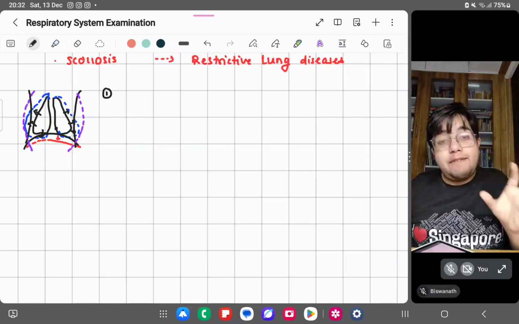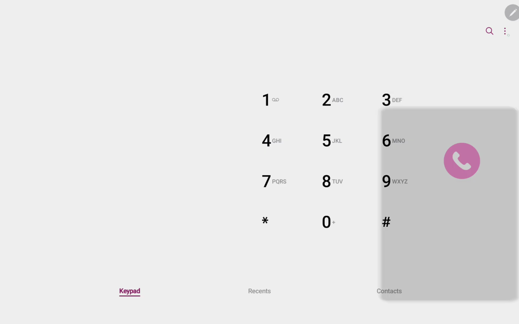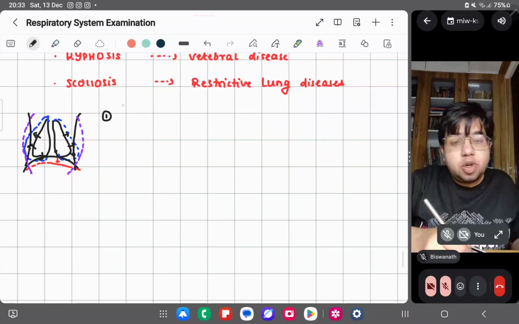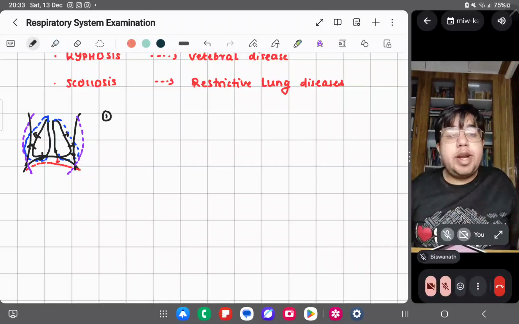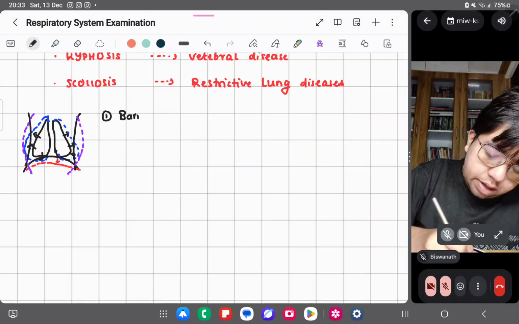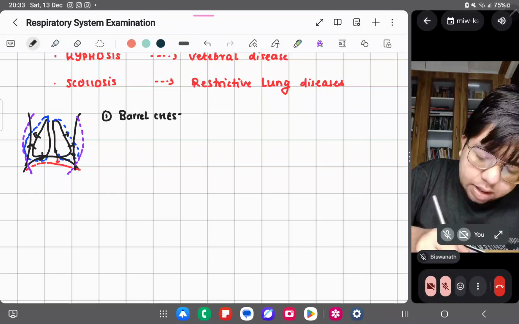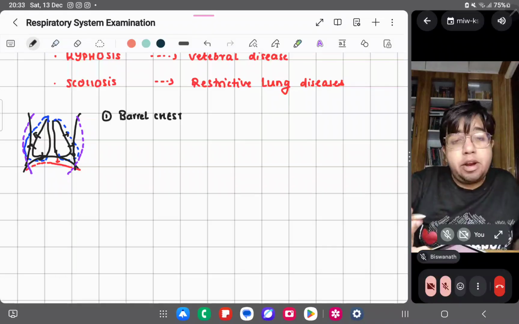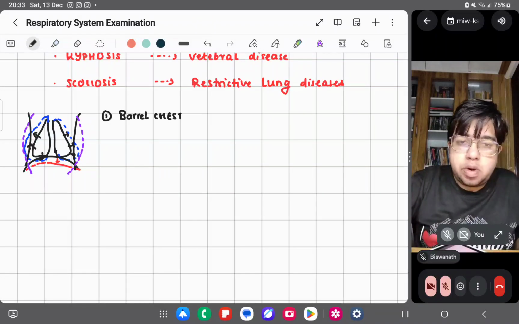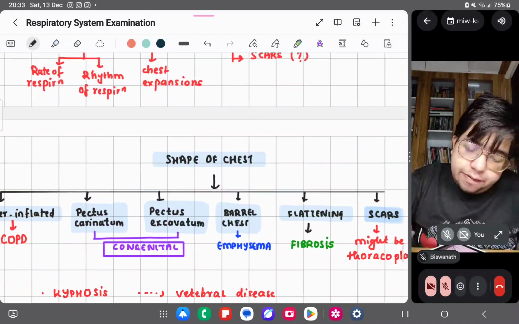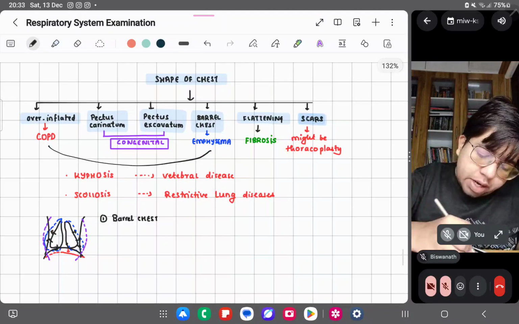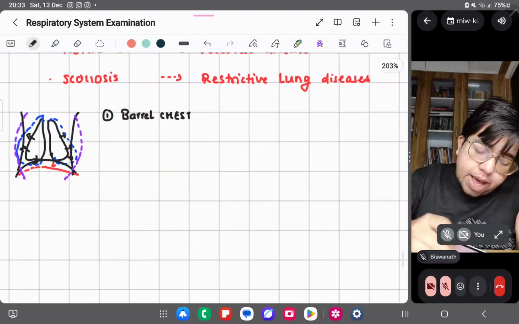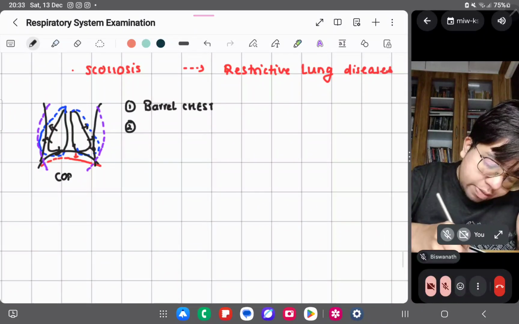COPD patient will have a form of barrel chest. I told you emphysema patient or COPD patient will have an overinflated chest or you can say barrel chest. Same thing. Just that COPD is comprising of a spectrum. So emphysema is the type of COPD only. Okay. So don't get confused here. I have written separately, but this emphysema belongs to the COPD spectrum only. Okay. Barrel chest is there in COPD. This I'm talking about COPD.